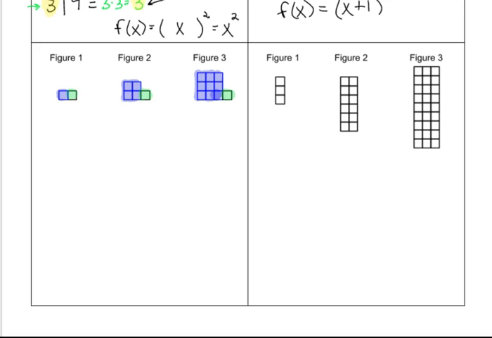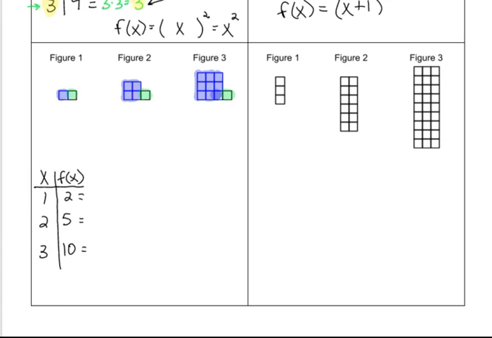So whether you want to do the table or the other strategy for writing this, it doesn't matter. X is going to be our figure number. F of x is going to be the number of squares, right? In figure 1, we've got 2 squares. In figure 2, we've got 5 squares. And in figure 3, we've got 10 squares. So again, if the table is your strategy, then here we go.